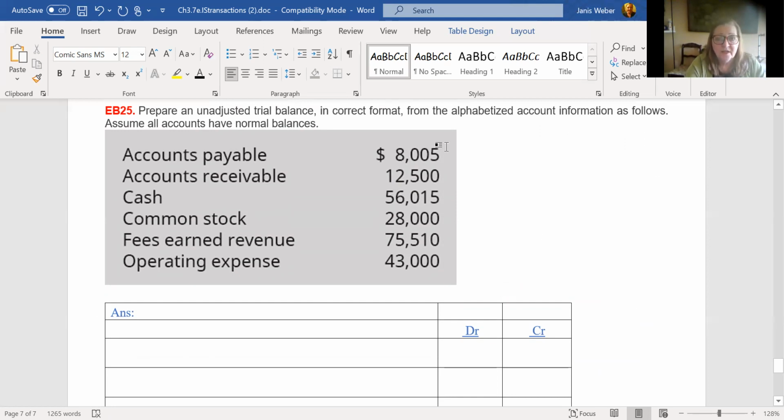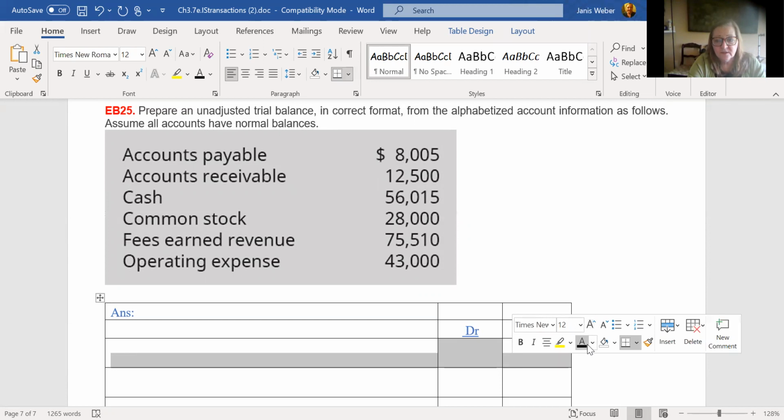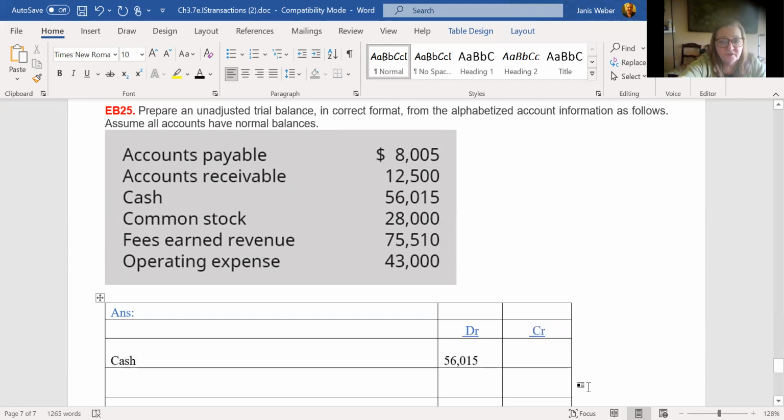So what I did when I was working on it, let's see if I can get that highlight now. I just picked out which ones were credit balances, which ones were debits first. So I put a credit beside accounts payable. I put a credit beside common stock, and I put a credit beside fees earned revenue. So that allowed me to know I'm going to take my debit accounts first in liquidity order. So I'm going to pull the cash account with a debit balance of 56,015.